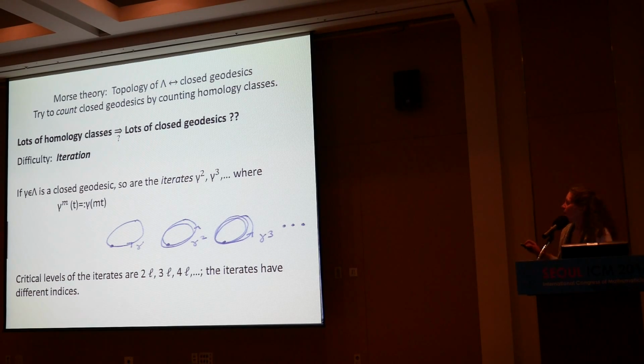So if gamma is a closed geodesic, so also are all of its iterates, gamma squared, gamma cubed, gamma to the fourth. These have the same image on the manifold, but they go around more times. So they're different points in the free loop space, but geometrically you don't want to count them as being different. And they have different critical levels. If gamma has length L, this has length 2L, this has length 3L, so they have different lengths. And in general, they have different indices.